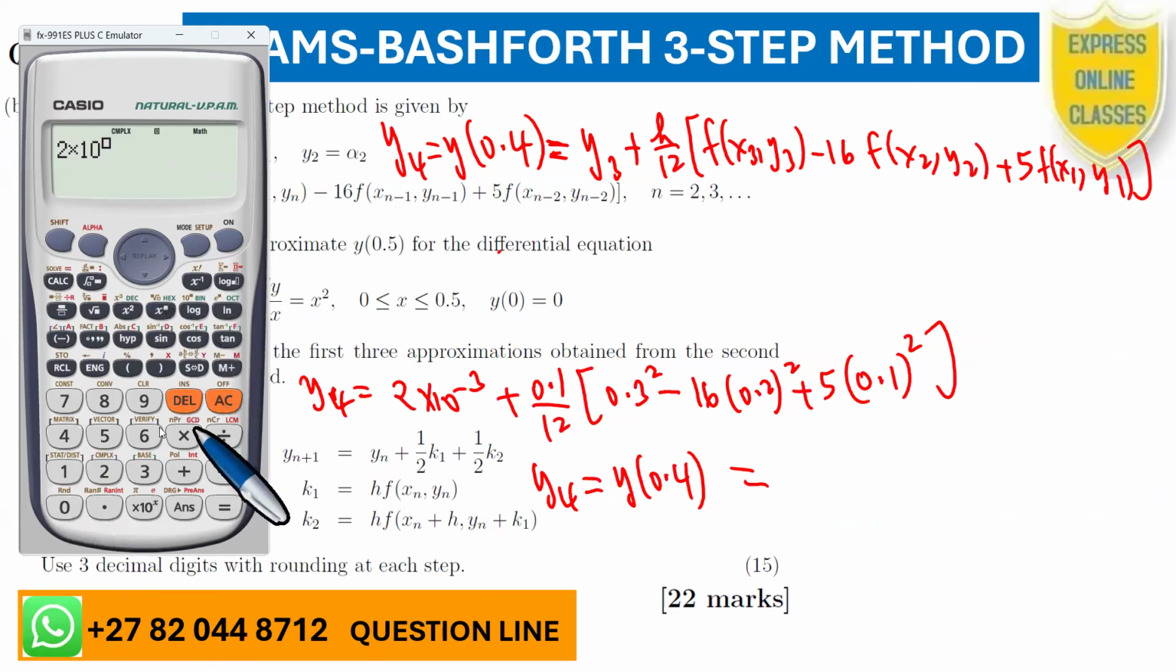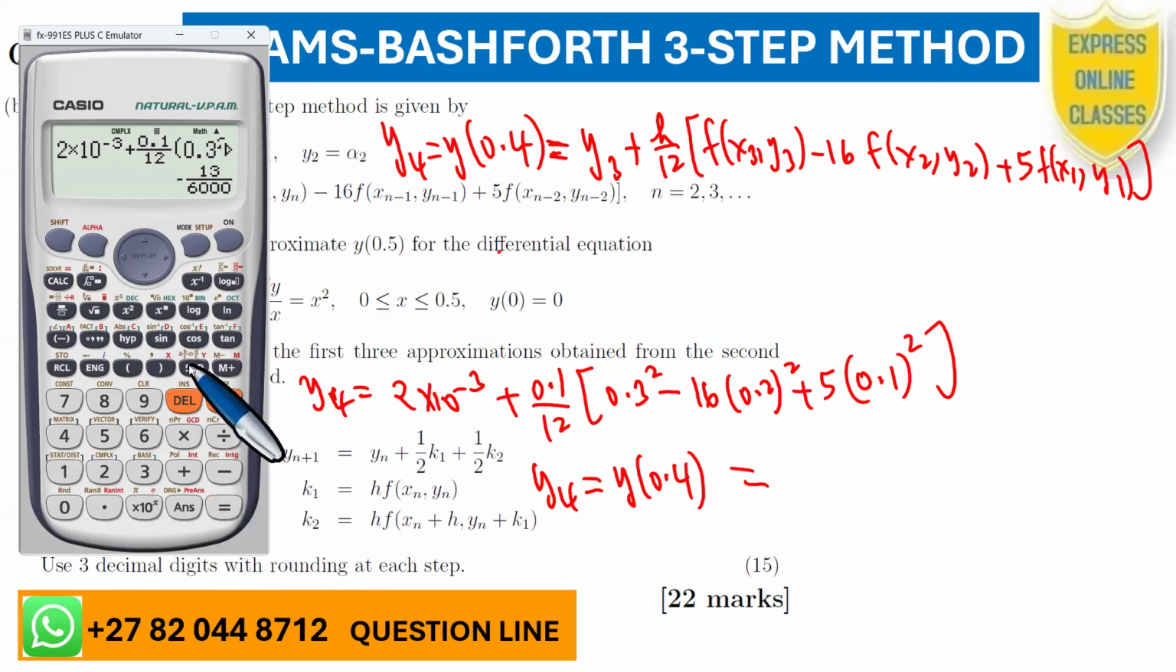Y times 10 to the power minus 3. 0.1 divided by 12. 0.3 squared minus 16 times 0.2 squared plus 5 times 0.1. Okay, for the first time, it looks as if it is negative.